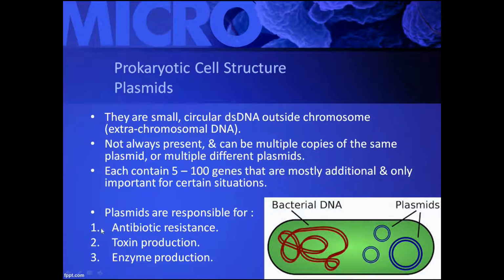For example, the bacteria can produce proteins that pump the antibiotic out of the bacteria. So this is antibiotic resistance. Another way of resisting the antibiotics is that the plasmids can code for proteins that degrade the antibiotic. Also, plasmids can produce toxins, and they can produce enzymes.